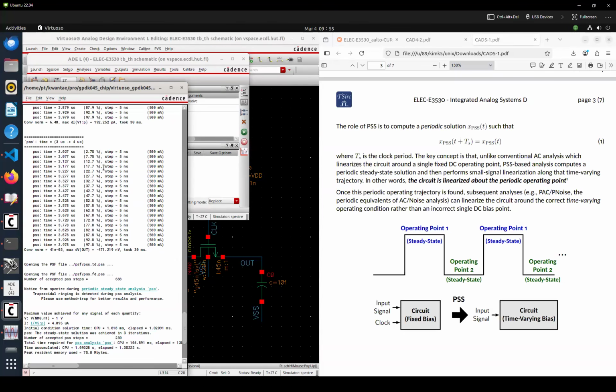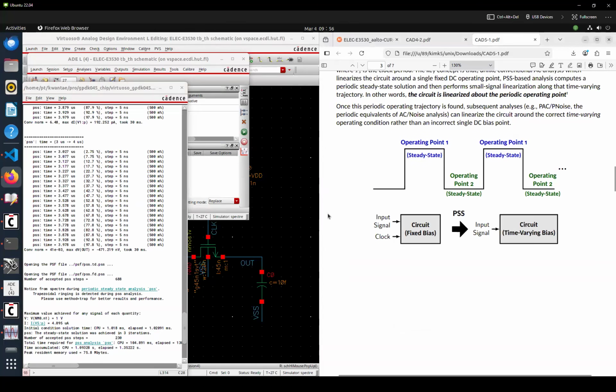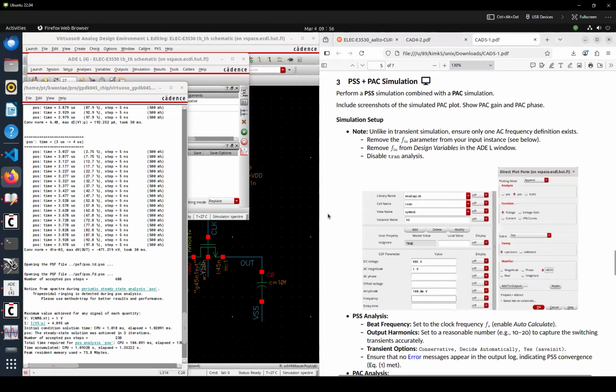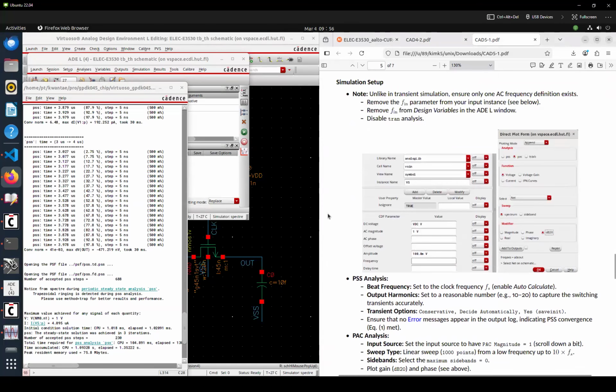But let's suppose that you are simulating a very, very complicated circuit. Then it may not converge when you run the PSS simulation. Then in that case, you have to think about how it is stabilized in terms of clock frequency, one clock period later or one clock period before.